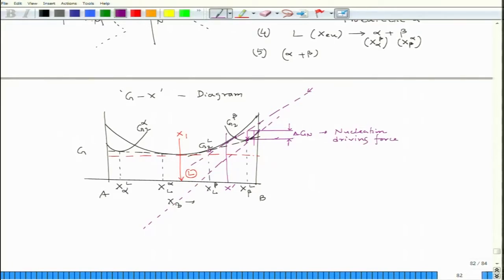And this point is also above the common tangent between equilibrium liquid and equilibrium beta. That means this common tangent is below this point. So, there is again the possibility of free energy lowering. So, overall free energy change for the transformation is this much. So, this is delta G, I can say overall.